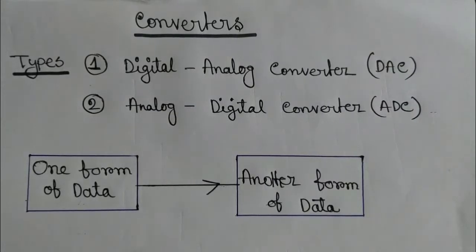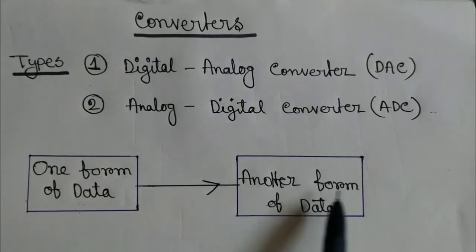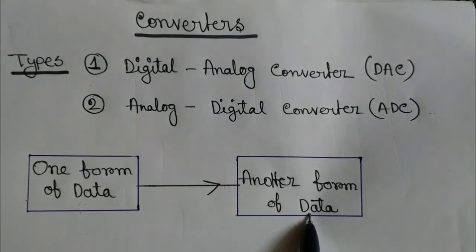Converter is a combinational circuit which converts one form of data into another form of data. You can see the block diagram here. I have drawn one form of data. It may be in digital form or in analog form, which is converted into another form by using some steps.